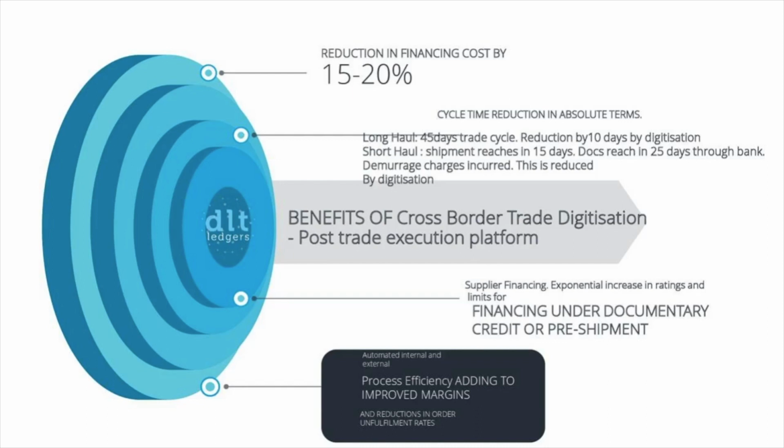Additionally, there is also the process efficiency, which is brought into the system, both internal as well as external, which helps you to actually increase your fulfillment rates. So there's a reduction in the order unfulfillment rates because of reduced cycle times, and your system works more optimally and efficiently, which is an added element of digitization in cross-border.